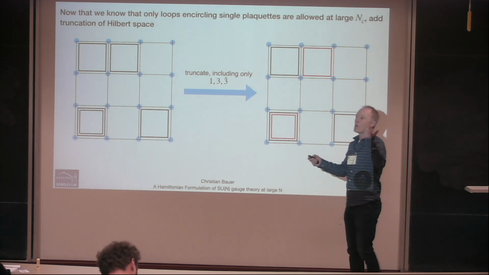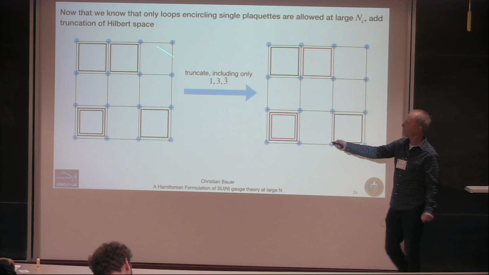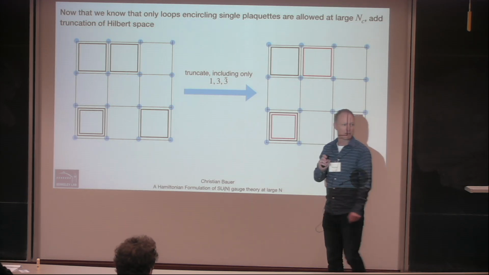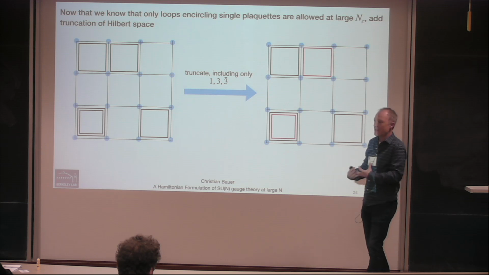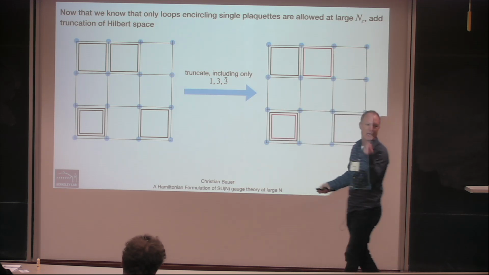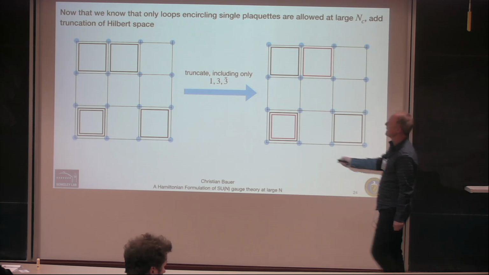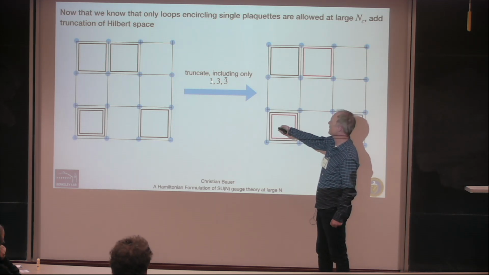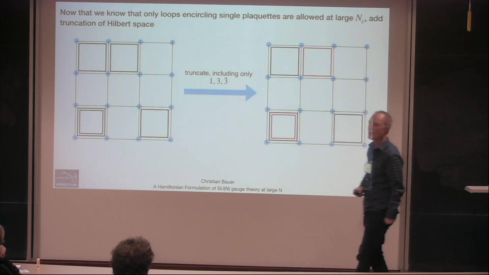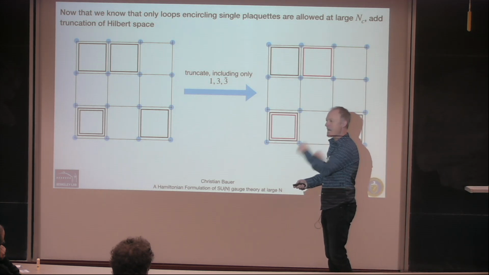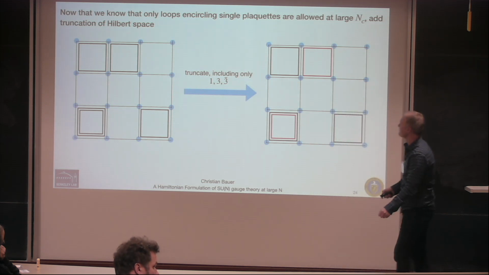So now let me make one more step. So far this was all large n. Let me make one more step in order to put this as easy on a quantum computer as I can. Remember, I also told you I have to truncate the representations that I can have. So let me truncate all these representations on the links to only include the 1, the 3, and the 3 bar. In other words, I'm truncating the Casimir, the energy density.